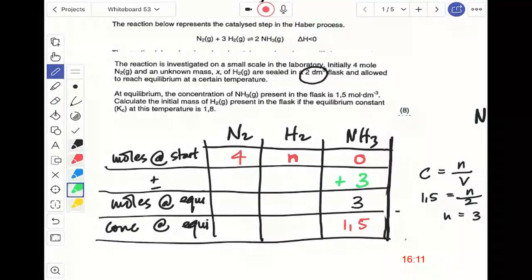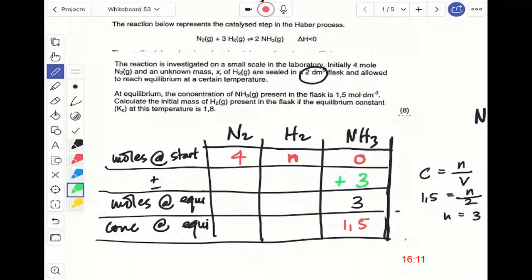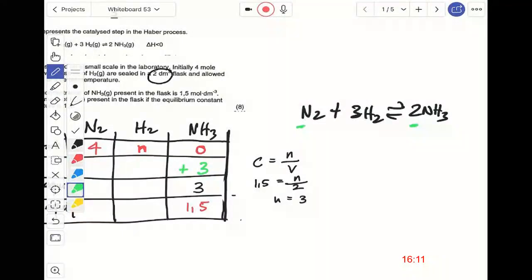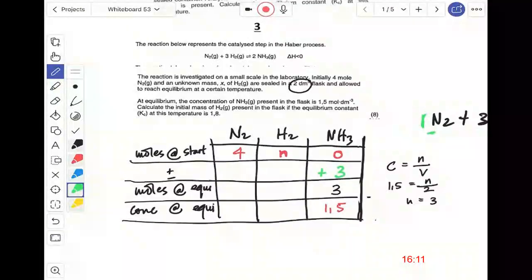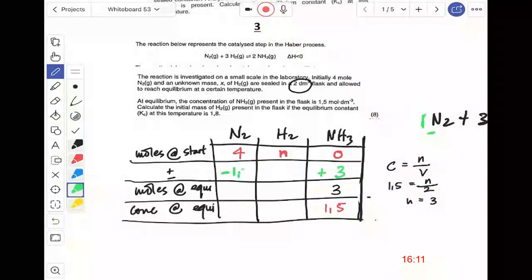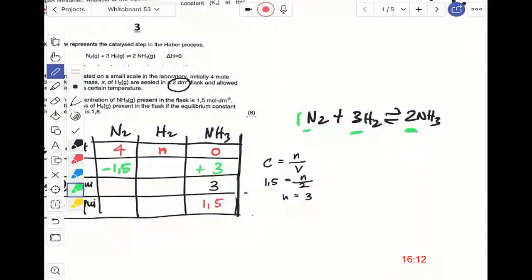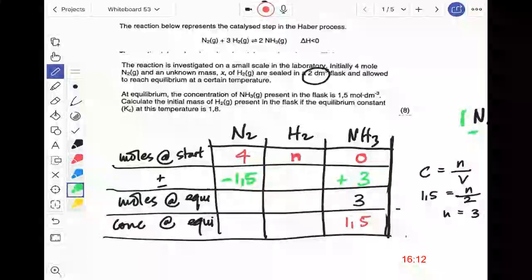Right. The ratio of ammonia to nitrogen is 2:1, so if I'm making 3, I must have used 1,5. The ratio of ammonia to hydrogen is 2:3, so if I made 3, I must have used 4,5.